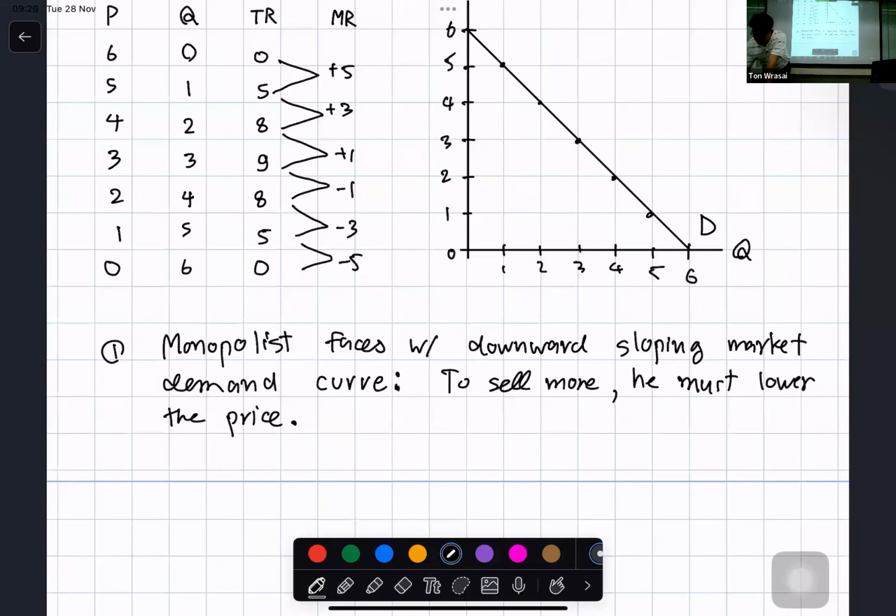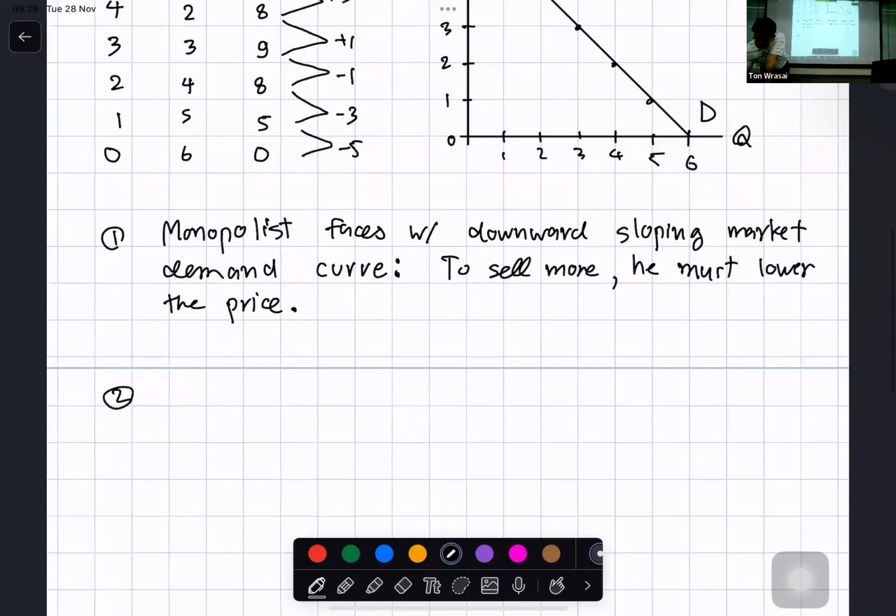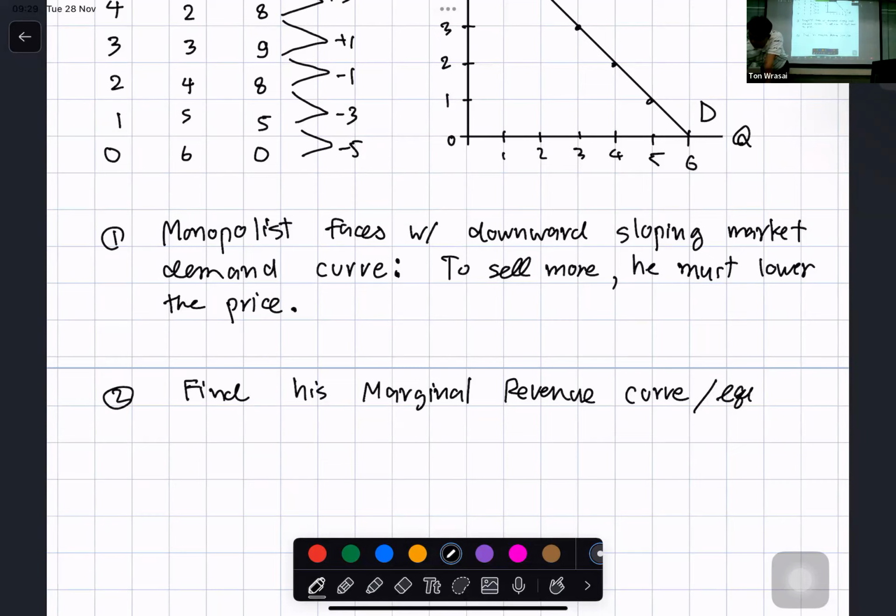Next. Fact number two. We are going to find his marginal revenue curve. The equation first and then the curve. How does it look like? The equation and curve. Okay, let's start then.